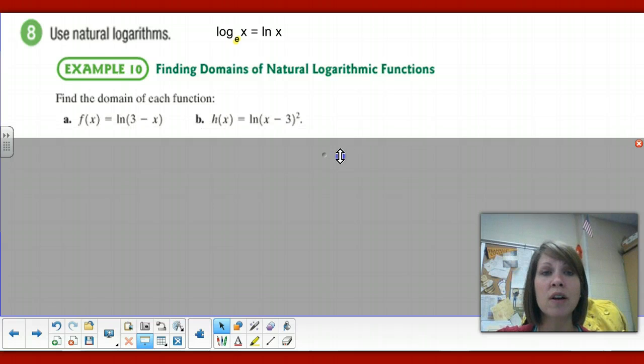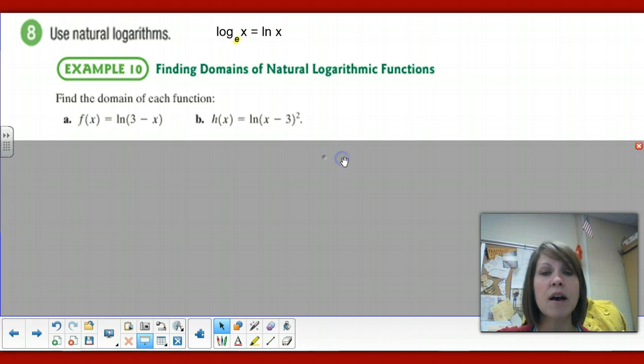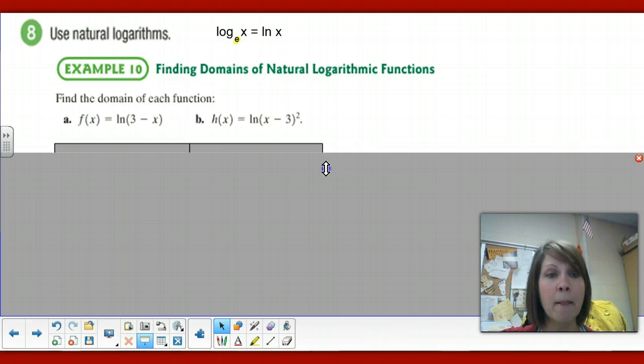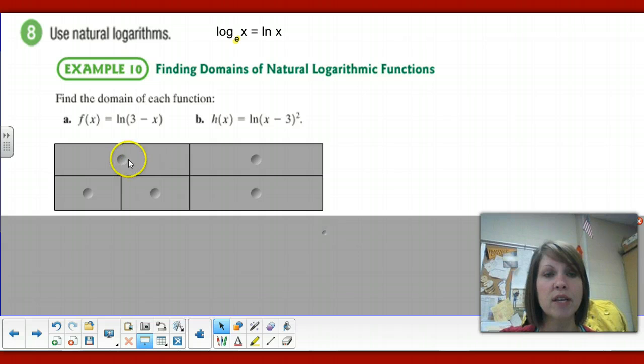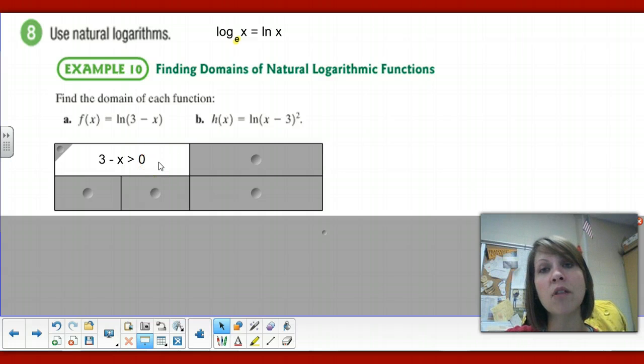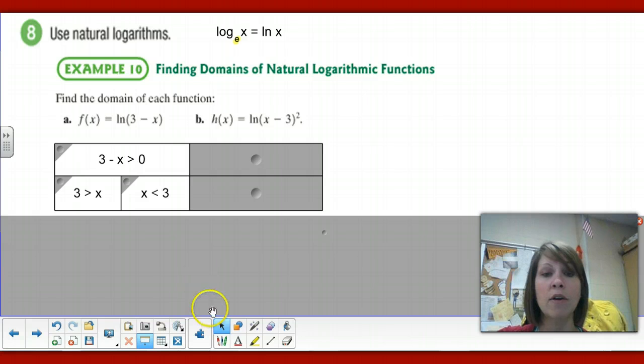The domain for natural log is exactly the domain for any other log. We need to figure out how far and which way it has been scooted. One way we can do that, instead of just looking at it, is to set up an inequality with what's inside the log. 3 minus x has to be greater than 0. We cannot take a log or a natural log of a value that's less than or equal to 0. So to find the domain, we set this greater than 0, and then we solve. So 3 is greater than x, or x is less than 3 would be our domain.